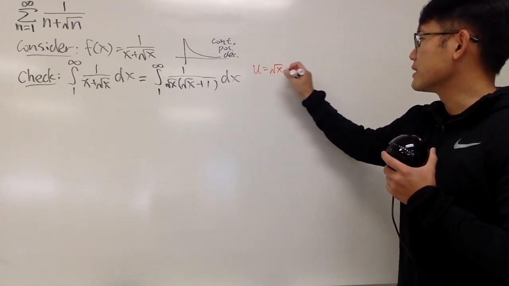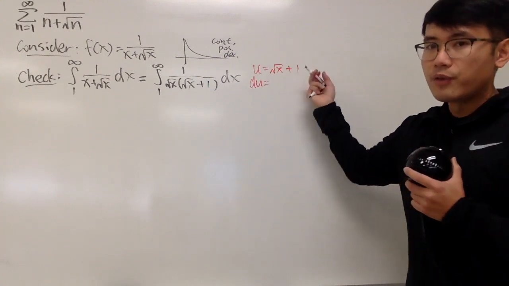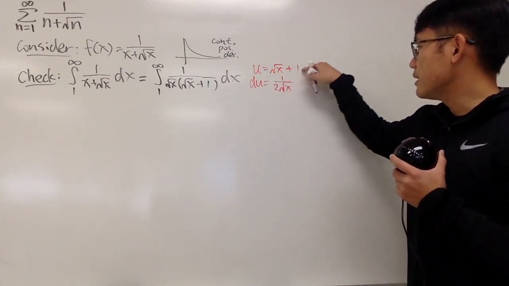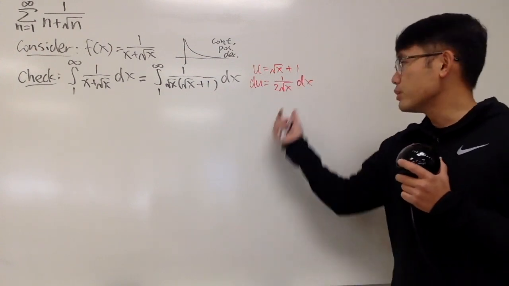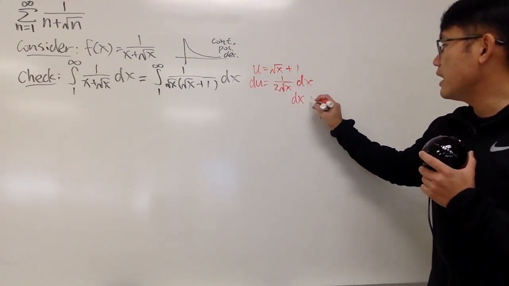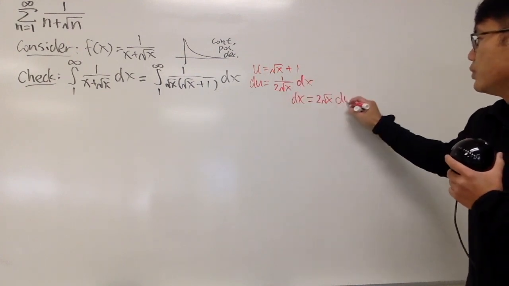Right? So u equals square root of x plus 1. And we'll see du is equal to, differentiate this guy, we get 1 over 2 square root of x, and then that will be 0, so this is it, and put down dx. And I want to get the dx by itself. Let me just multiply this on both sides. So that's dx equals 2 square root of x du.